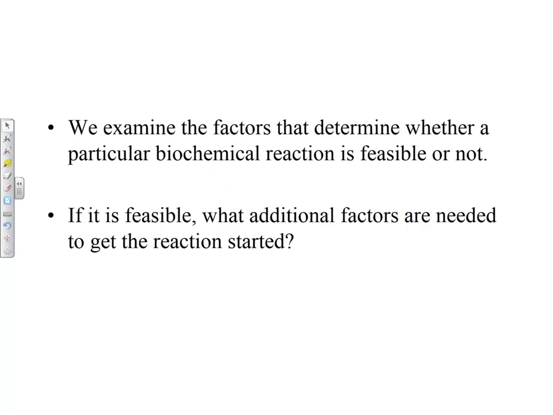So here we examine the factors which determine whether a particular biochemical reaction is feasible or not. And if a reaction is feasible, the question is what additional factors are needed to get the reaction started. For example, burning a piece of paper is a feasible reaction because we all know how to do it. But if you just leave the piece of paper there, it's not going to burn. You have to strike a match and set it on fire, and then the reaction takes place. So you need a kick over some energy barrier to get the reaction going, even if the reaction is feasible.